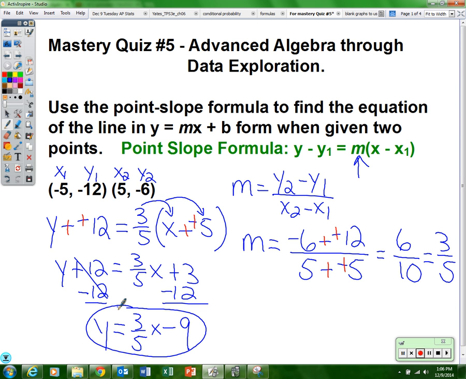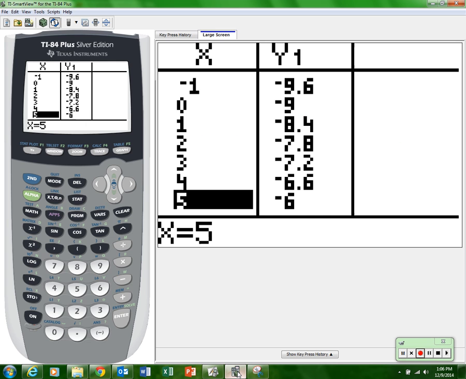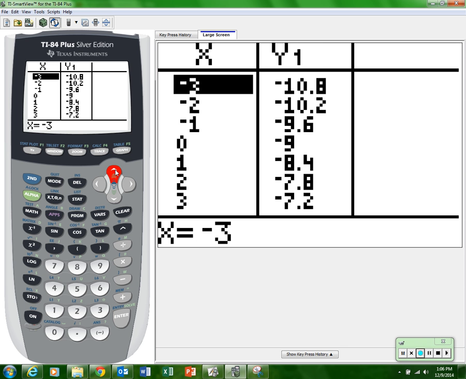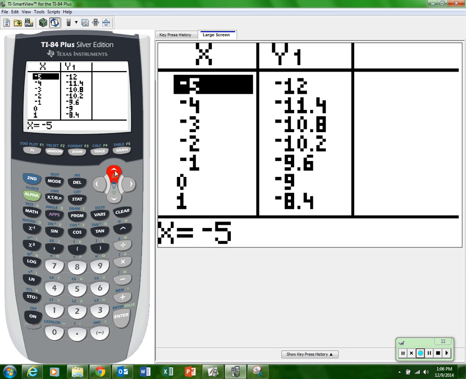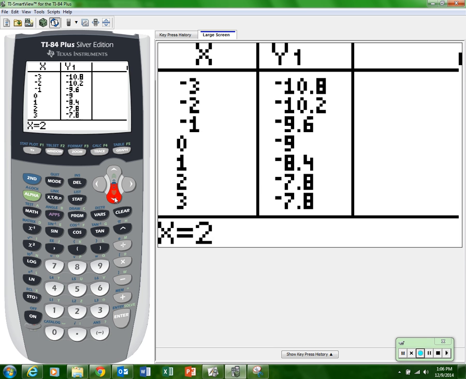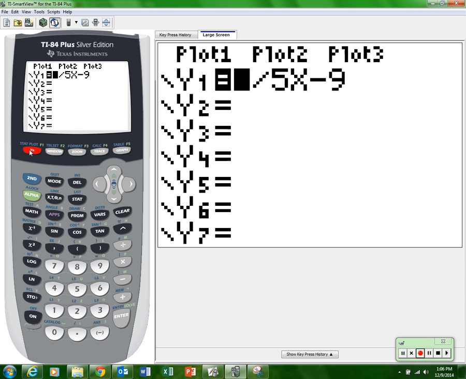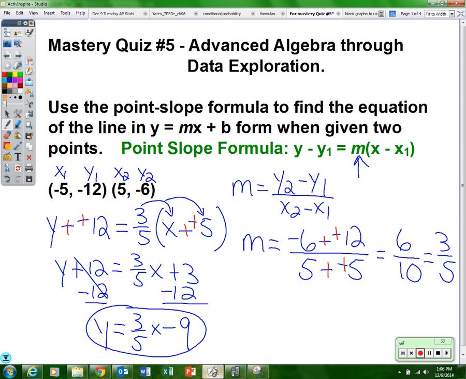You can easily check this with your calculator. Pull up your calculator, type your equation into the y equals, so 3/5 x minus 9. Go to your table. The first ordered pair is negative 5, negative 12, so scroll. There it is, negative 5, negative 12, and then the other ordered pair is 5, negative 6. So we have verified that that equation, 3/5 x minus 9, goes through those 2 points. So use that as a check step.